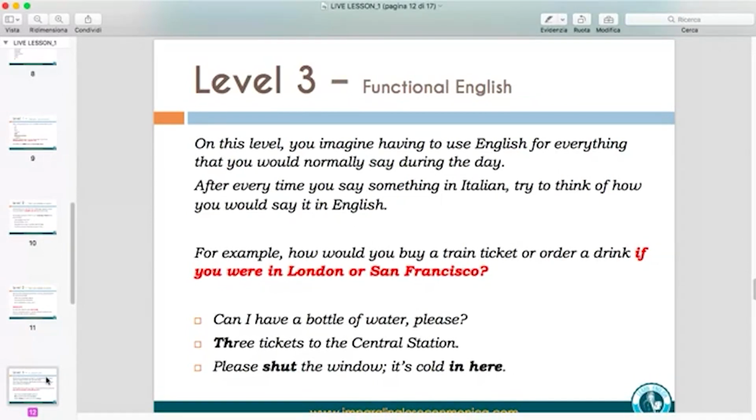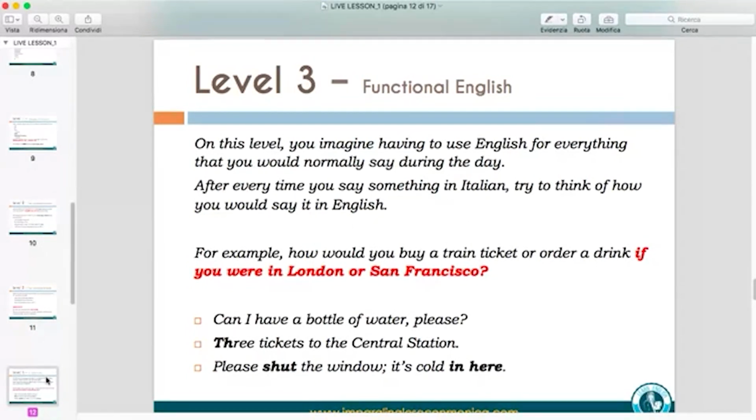For example, how would you buy a train ticket or order a drink if you were in London or in San Francisco? You have to imagine not being in Italy, in Milan, in Naples, in Rome, in Venice, or I don't know where you are at a specific time. But what you can do is try to imagine being abroad, and so start thinking of how to express some questions, some actions that you're doing, in the English language.